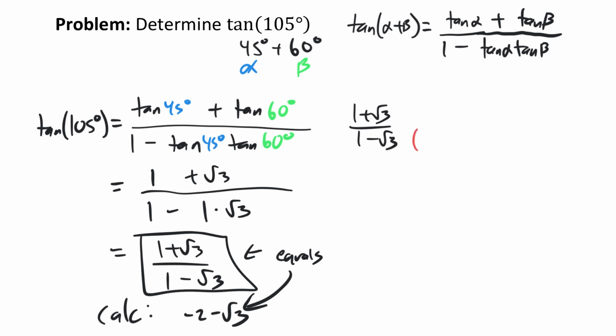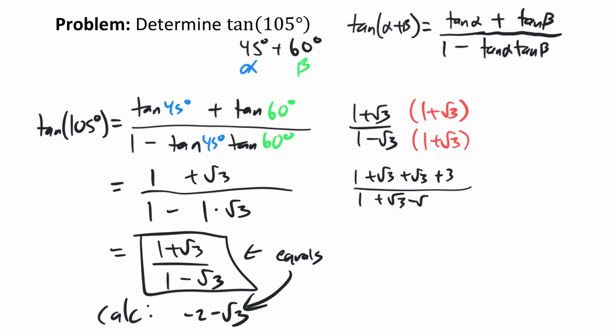Remember that skill of rationalizing. We multiply by 1 plus root 3, 1 plus root 3. And so because the denominator has a root in it, we multiply by the conjugate. We flip the sign from negative to positive. Do that on the top and the bottom. The top is going to FOIL out to 1 plus root 3 plus root 3 plus 3. The bottom FOILs out to 1 plus root 3 minus root 3 minus 3. These middle terms always cancel when you do this. Then you get 4 plus 2 root 3 over 1 minus 3, which is negative 2.